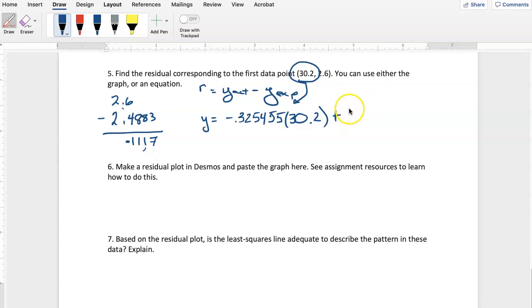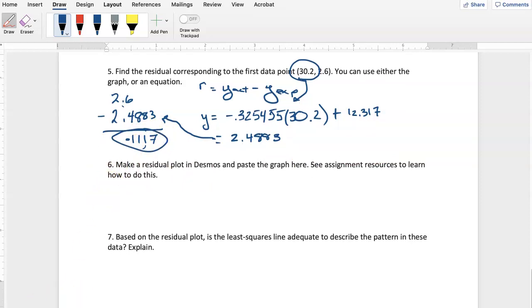plus the b value that we found from Desmos, 12.317. Okay, so you're just going to put that in your calculator, and when you do, you would get 2.488259, which is also 2.4883. So you get the same number from the graph, or if you plug it in. And again, you would just take that number and put it in the same place you did there. Take y actual minus y expected, and that gives you the residual for that particular point.